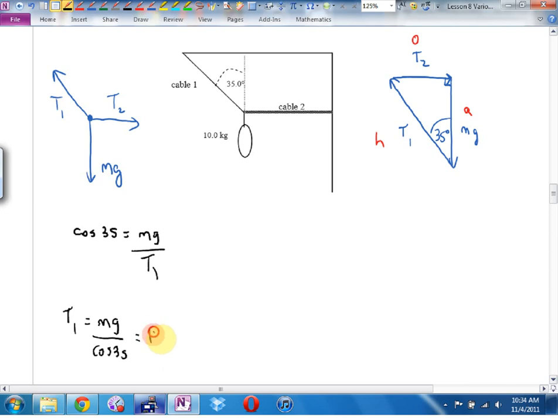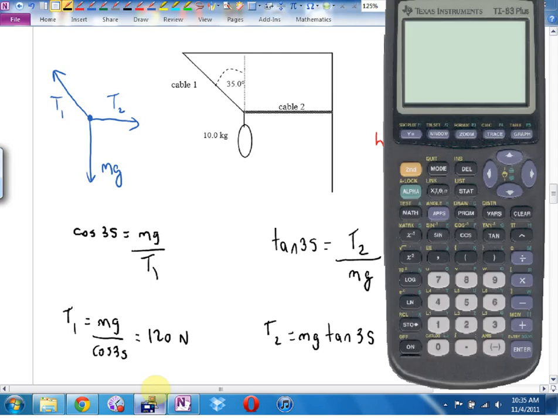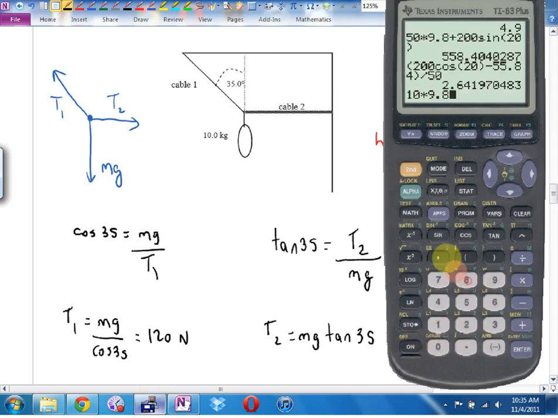Zay, redeem yourself. Which trig function will I use to find tension 2? Tan. I could use sine, but why use a possible wrong answer to find another wrong answer? Let's use what they gave me because it's the same amount of writing. Tan. Tan of 35 equals opposite over adjacent. How will I get tension 2 by itself here? I think multiply by mg, right? Tan times 9.8, tan 35, 68.6.